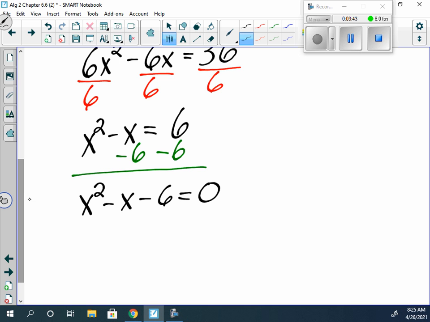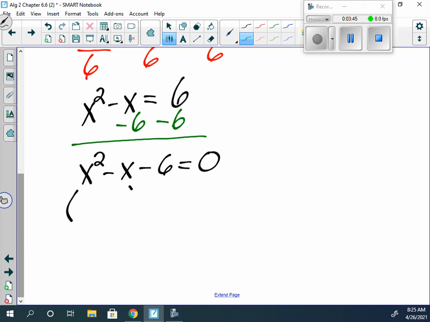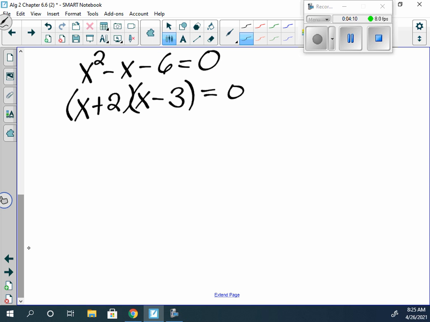Factoring. Yes, we can factor this. So we'll have our two sets of parentheses equals 0. Plus and minus, because this, x and x. Positive 2 and negative 3 is how we would factor this here. And x would be negative 2 and positive 3.